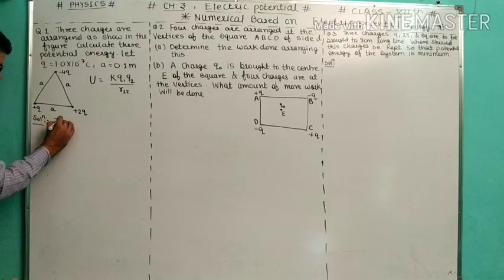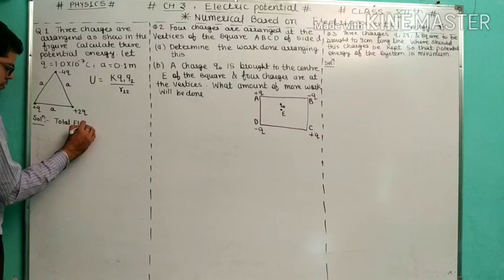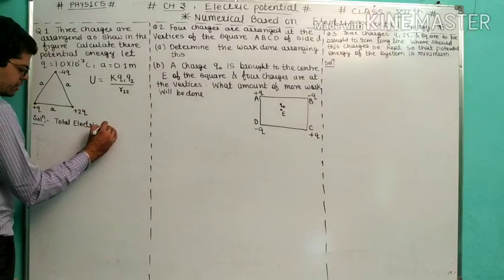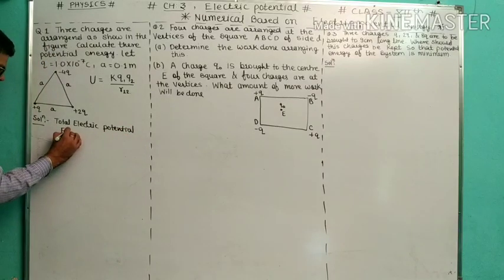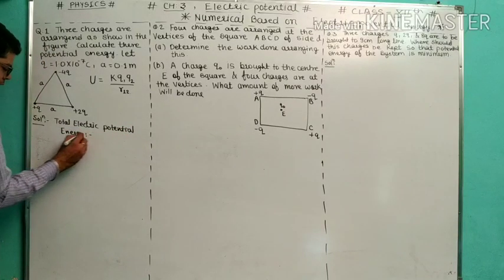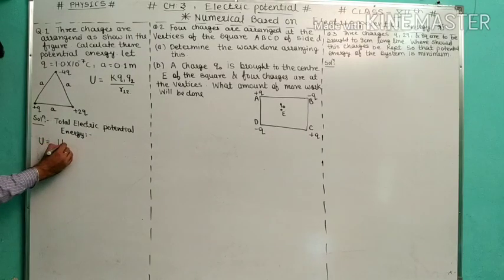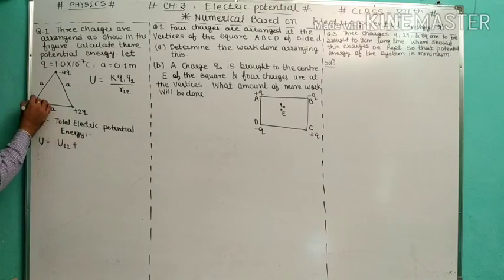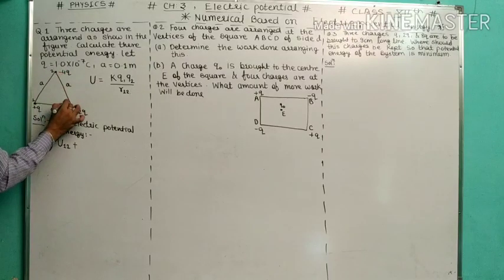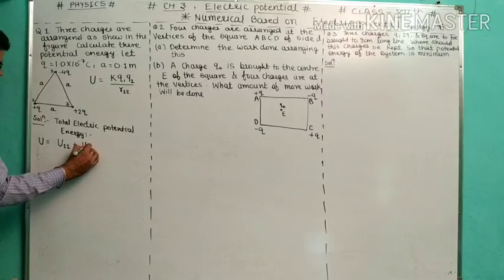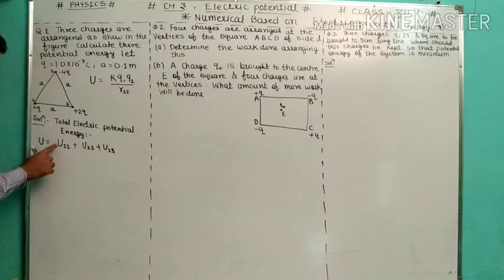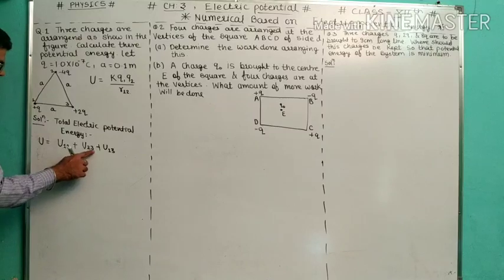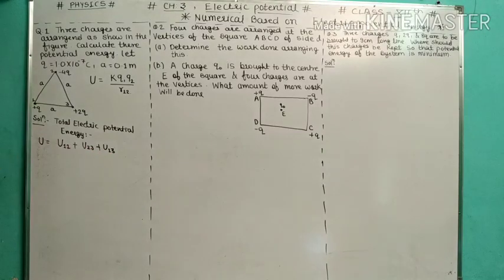Solution: total electric potential energy. How can we find this? U is equal to U12, let's say this is 1, this is 2, and this is 3, and then U23, and then U13. So U12 is the electric potential energy due to charges 1 and 2, U23 is due to charges 2 and 3, and U13 is due to charges 1 and 3.